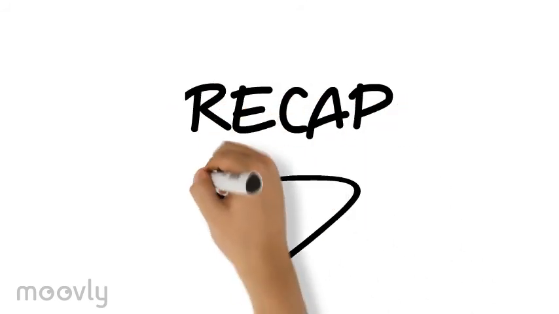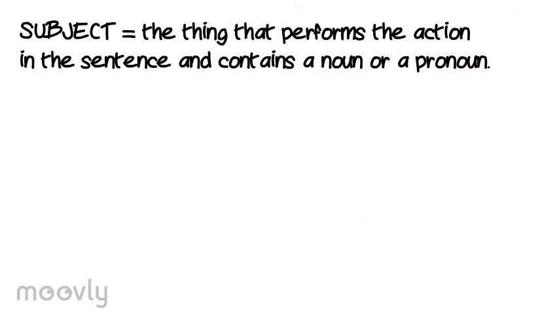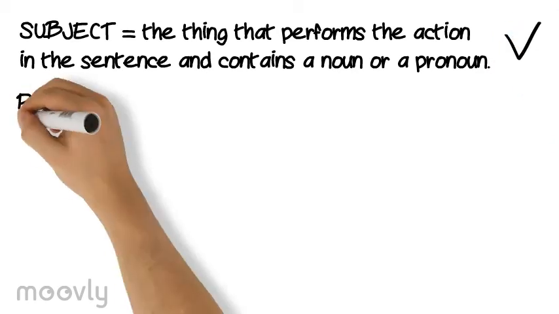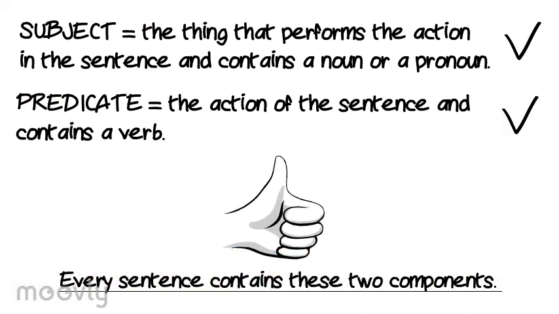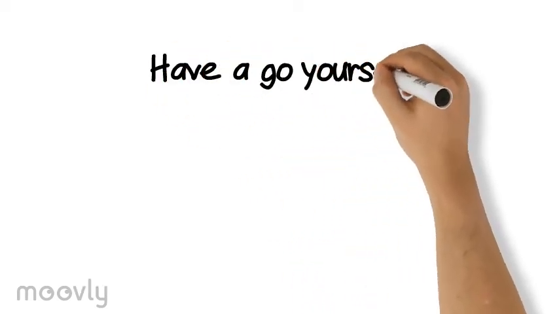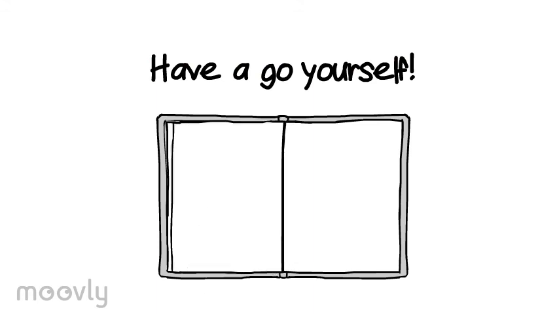Now, to recap, we know that a subject is the thing that performs the action in the sentence, and it contains a noun or a pronoun. We also now know that a predicate is the action of the sentence and contains a verb. Every sentence contains these two things. Have a go yourself and see if you can spot these components in sentences you see every day.